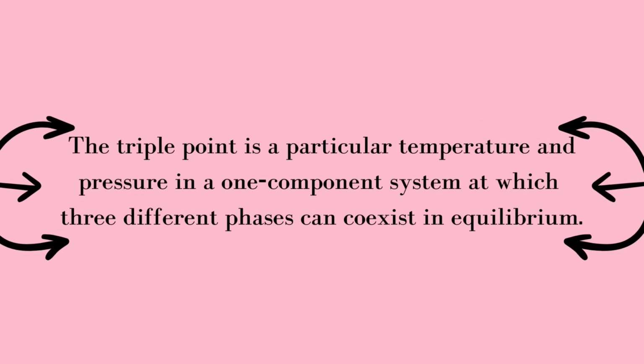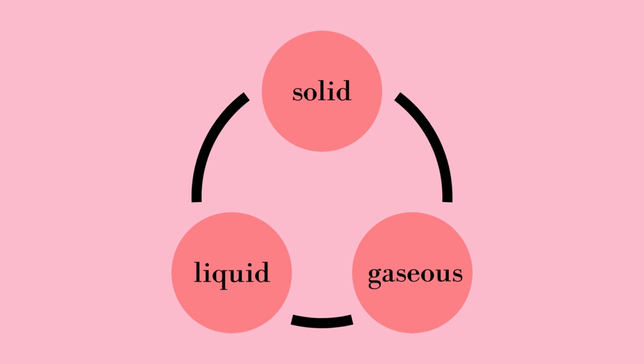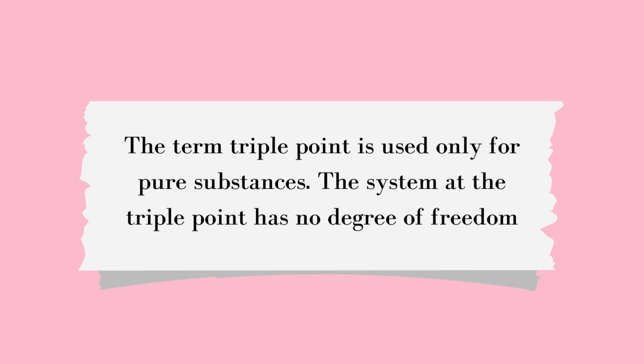The triple point is a particular temperature and pressure in a one-component system at which three different phases can coexist in equilibrium. These three phases are normally solid, liquid, and gaseous.